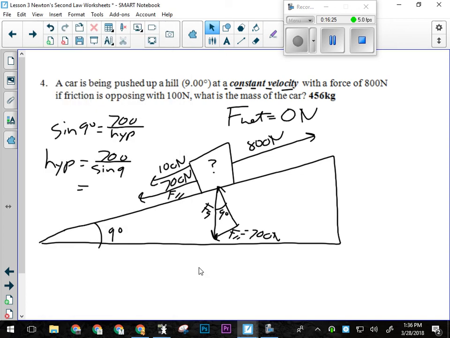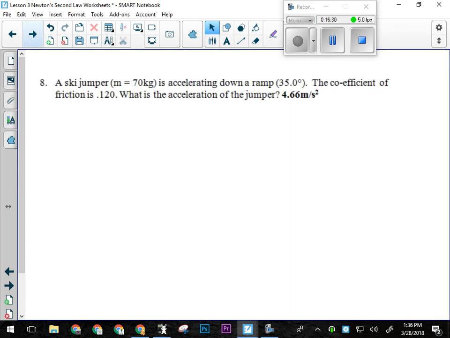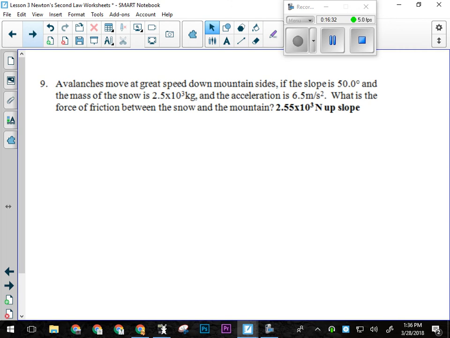Any other ones giving us trouble? How are we doing with 10, 11, and 12? Need to go over any of those yet? Are we okay with those?